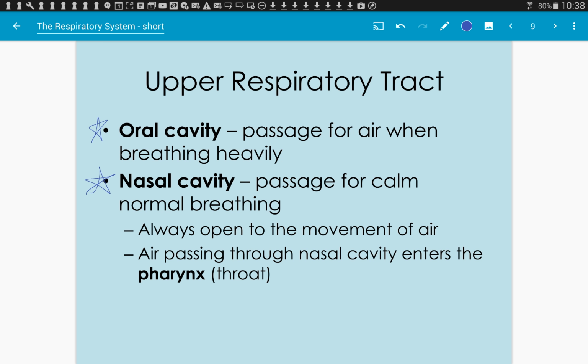And so sometimes we call the pharynx the throat. It's behind your nasal cavity, kind of back there. You could see a little bit of it if you open your mouth wide and look in the mirror. The back wall is part of your pharynx. Okay?